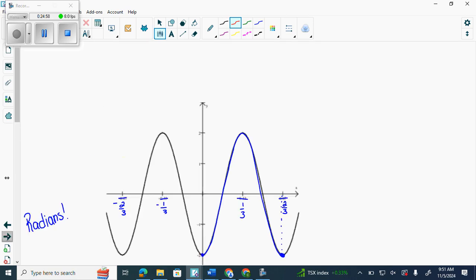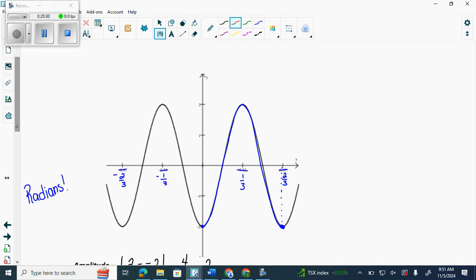Okay, next one. The midline is where? y equals 0 again. Then I need to bold where it intersects with the graph about the y-axis. Here's the y-axis. It intersects on this side right here. Intersects on this side right here.